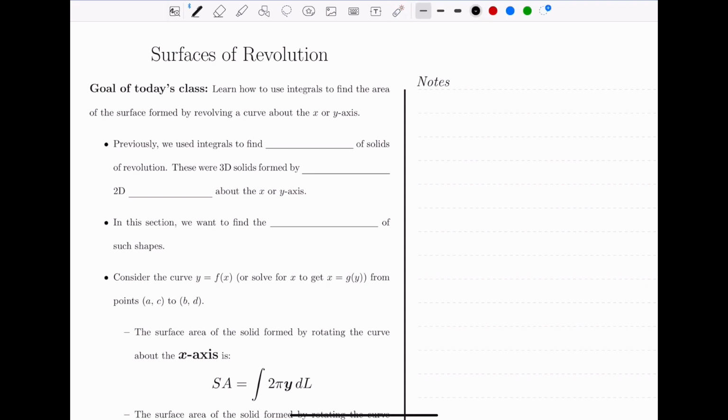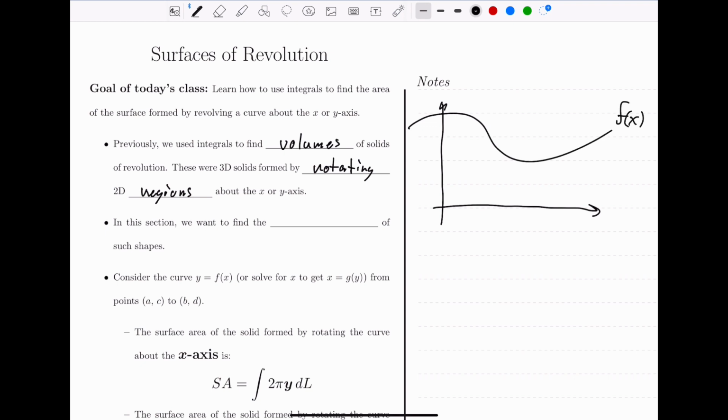We've used integrals to find volumes of solids that were formed by rotating two-dimensional areas or two-dimensional regions about the x or the y-axes. And we even did other lines of rotation. We did horizontal and vertical lines. But recall that these sorts of problems looked something like this. We had some function, f of x, and we rotated that function around either the y-axis or around the x-axis or around another horizontal or some other vertical line, and we found a three-dimensional solid.